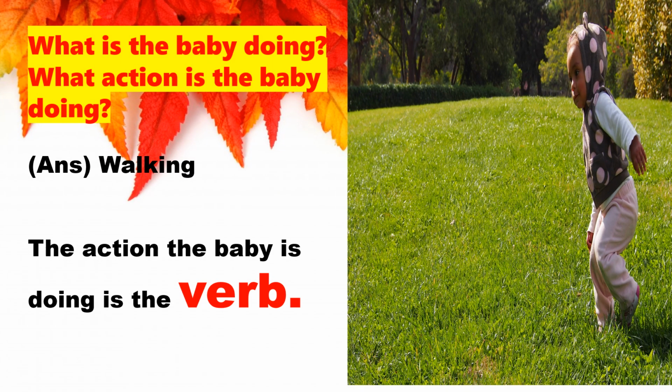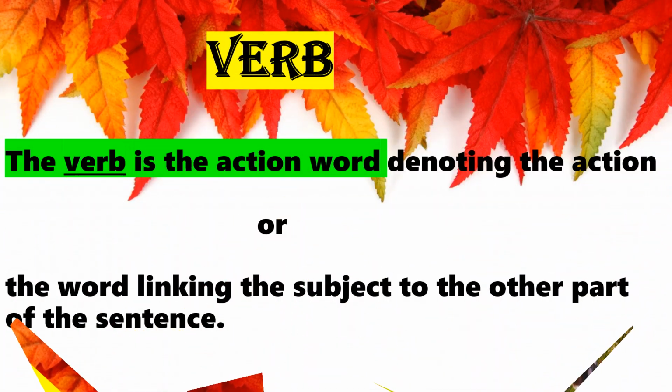Just answer this question looking at the picture. What is the baby doing? Walking. So the action the baby is doing here is the verb. Verb is the action word denoting the action. It is the word linking the subject to the other part of the sentence.